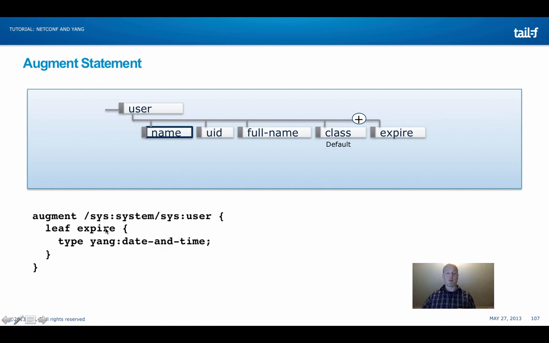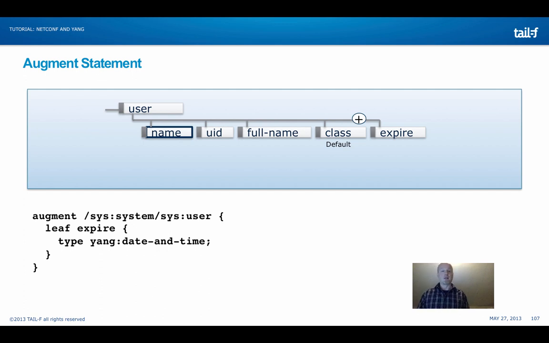So you define the leaf expire with its type and the augment statement. So this leaf is augmented into the module with prefix sys, system/user. So now this column is available as the fifth column in this user table. And for NETCONF clients, this is transparent. So if you do a get-config of the user table, you get all columns. The namespaces will tell where they come from, but you will get everything.